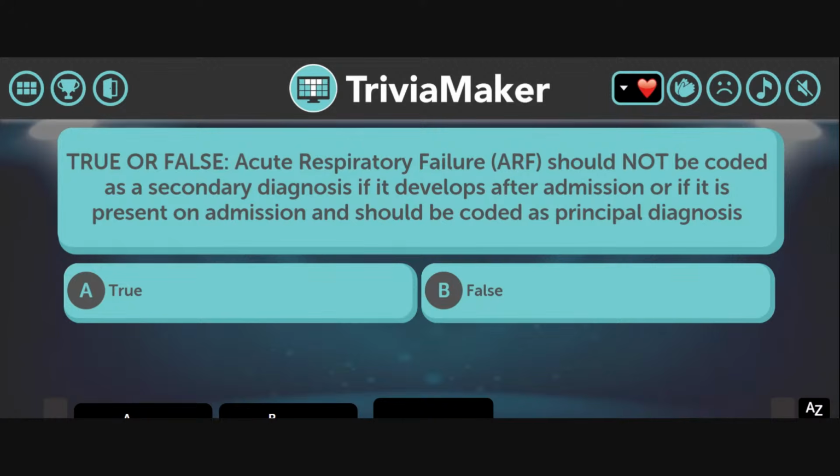All right, amazing job. I'm getting a lot of falses, and indeed, this one is false. The guideline specifically states that acute respiratory failure, or ARF, may be coded as a secondary diagnosis if it develops after admission or if it is present on admission but does not qualify as principal or first listed diagnosis. That's what would make this false. If you caught that one, great job. I think a lot of people did, so shout out to you guys.